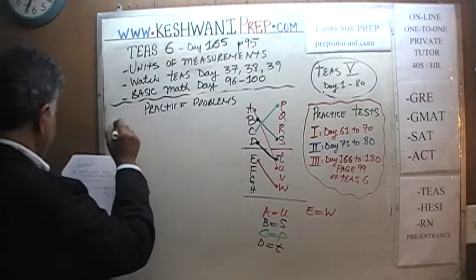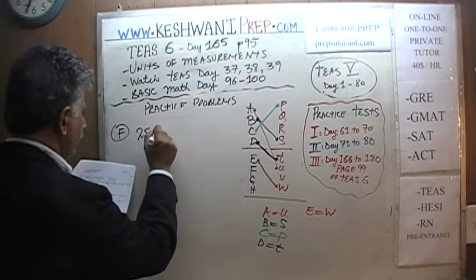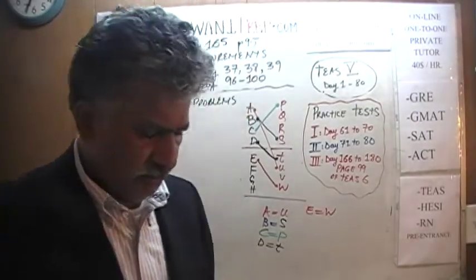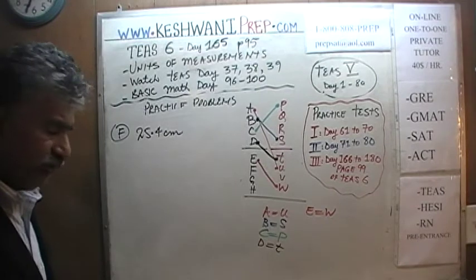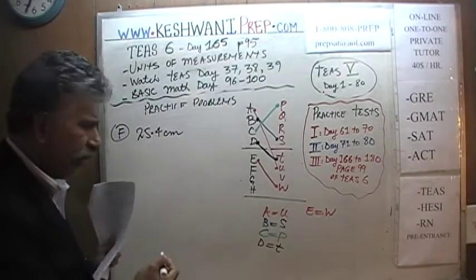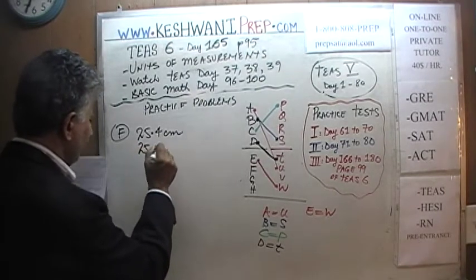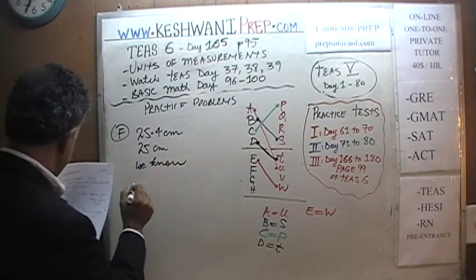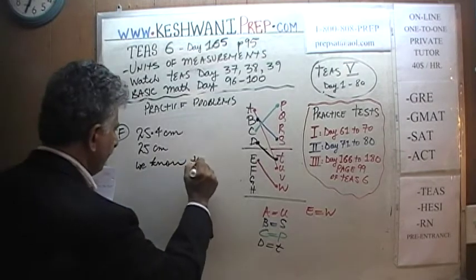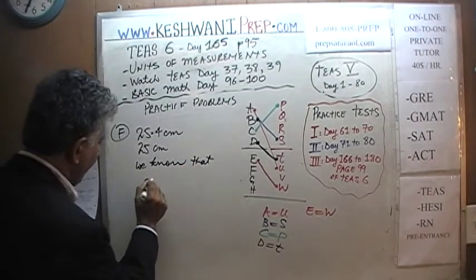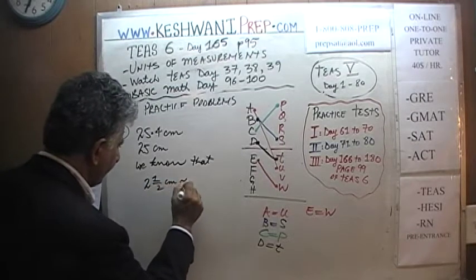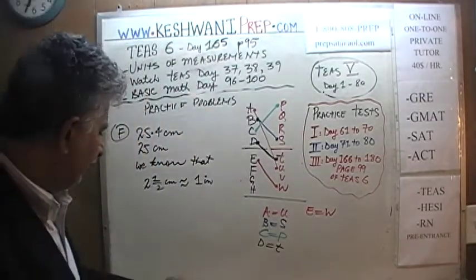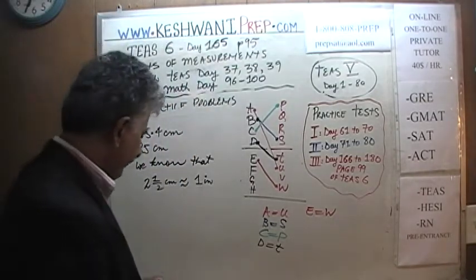Number six is 25.4 centimeters. And again, if you don't want to deal with 0.4 centimeters, you don't have to. They're asking you 25.4 centimeter, let's just pretend it's 25 centimeter. And we know that 2.5 centimeter is approximately 1 inch. One more time. How do we know that? Because we memorized it. We learned it. We memorized our conversion factor. That is the conversion factor.